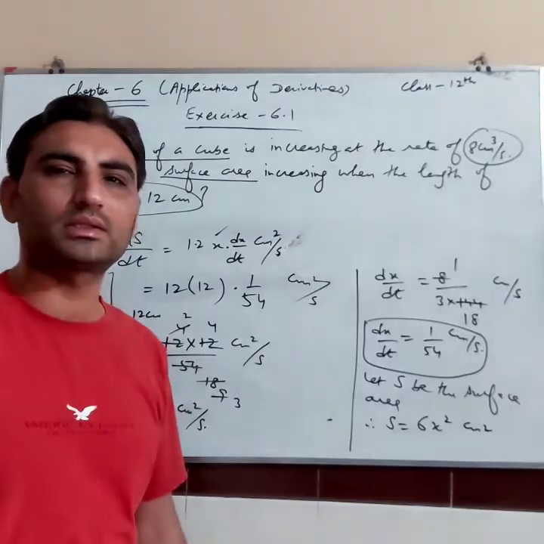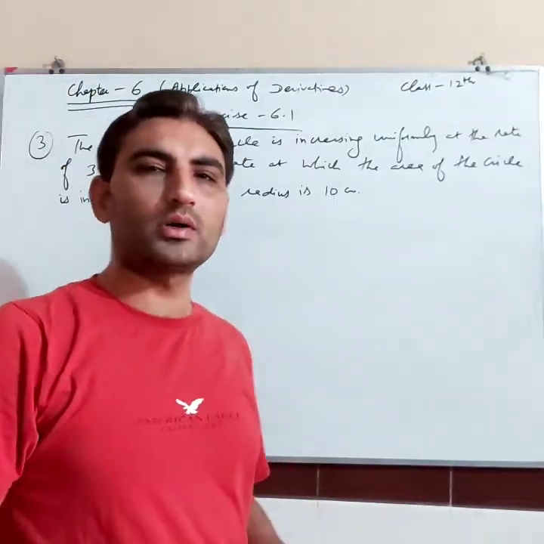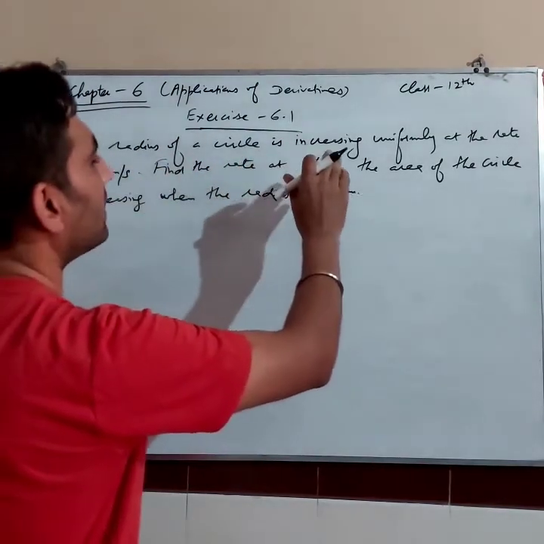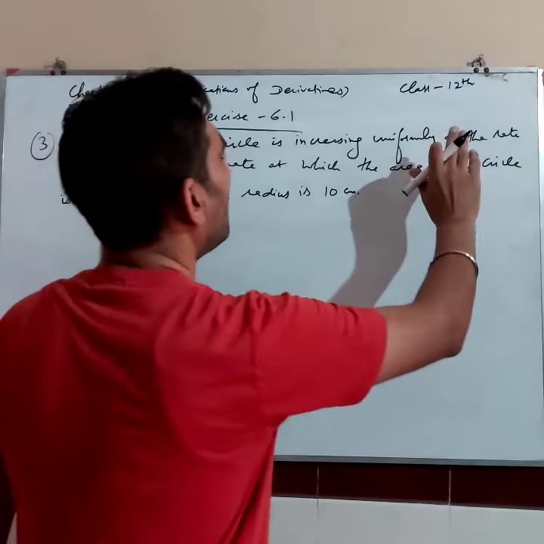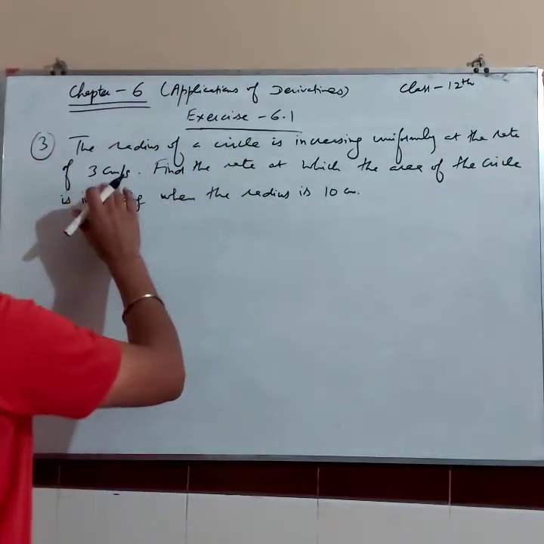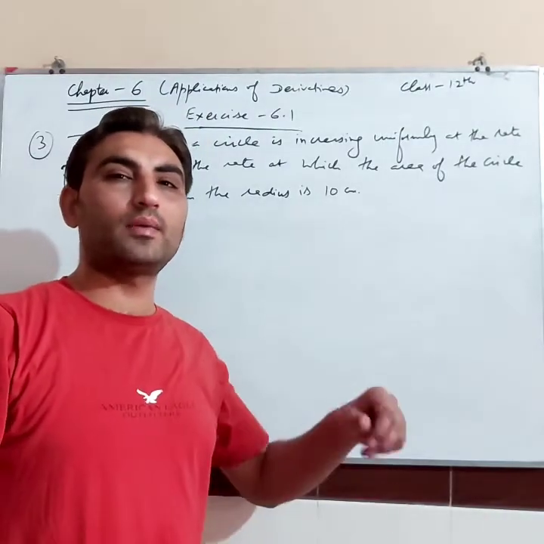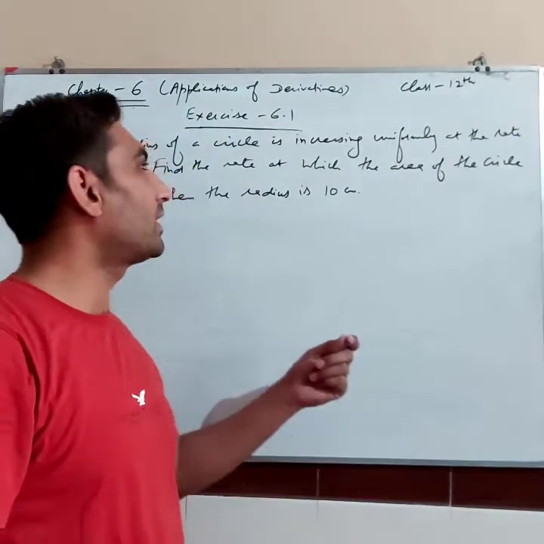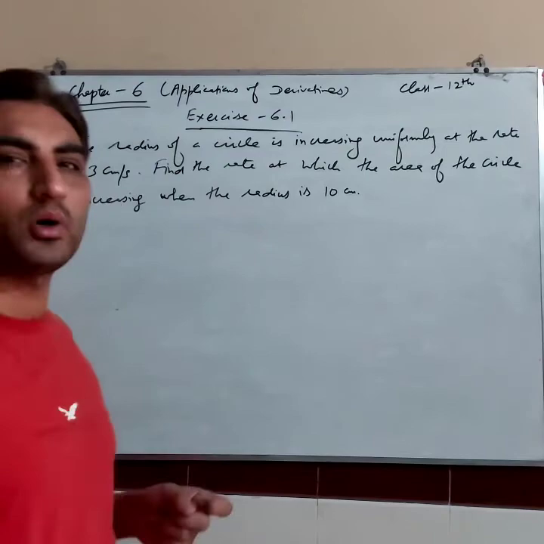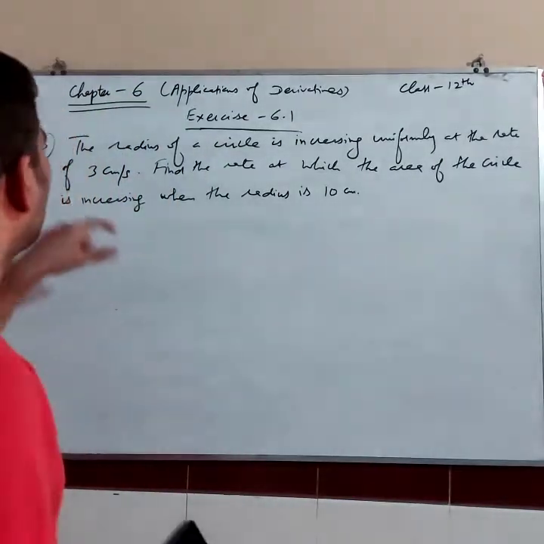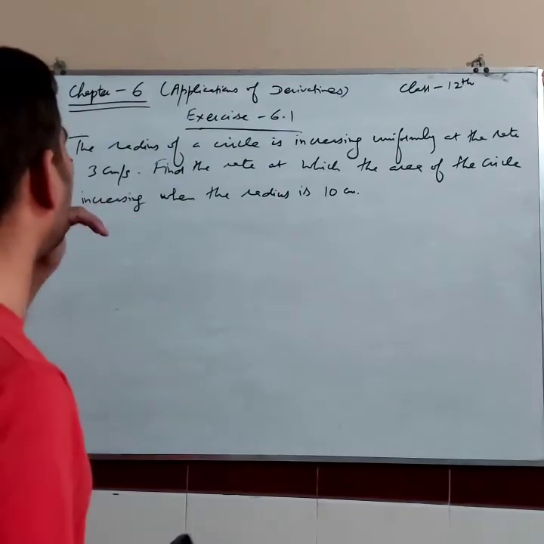Let's see what is given in the third question of this. The statement of question number 3 is, the radius of a circle is increasing uniformly at the rate of 3 centimeter per second. Students, here I want to make clear one thing. If it is given increasing, then in front of this value we will take a positive sign. But if it is given decreasing, then it will be with a negative sign. So take care of these things.